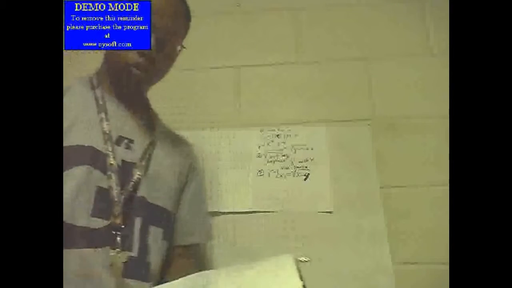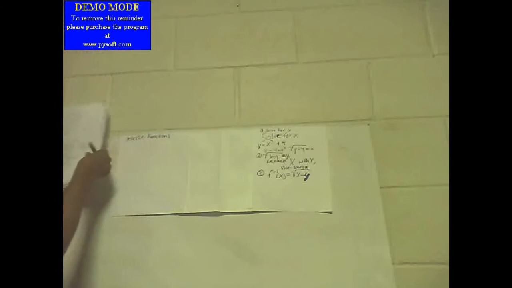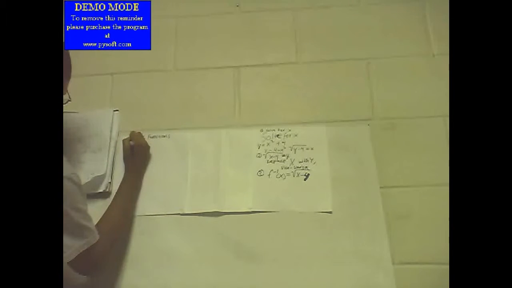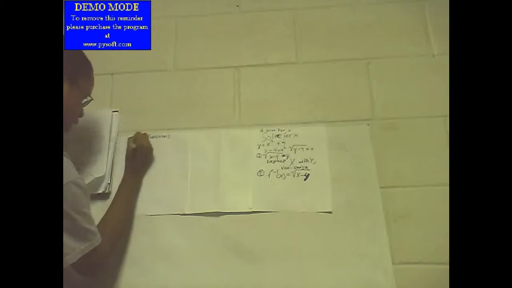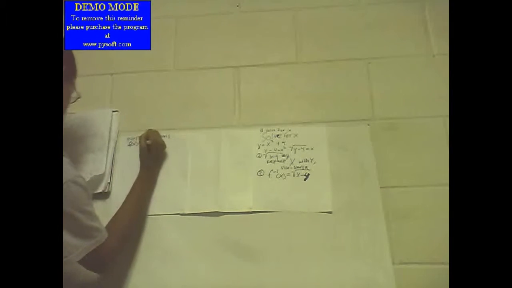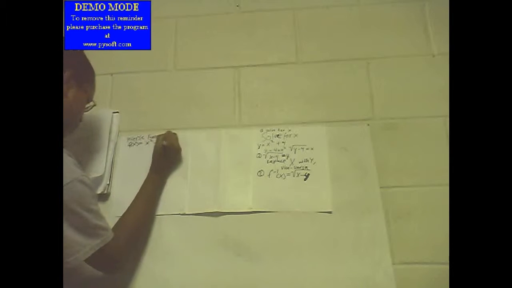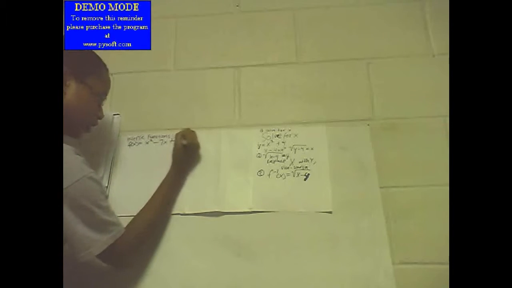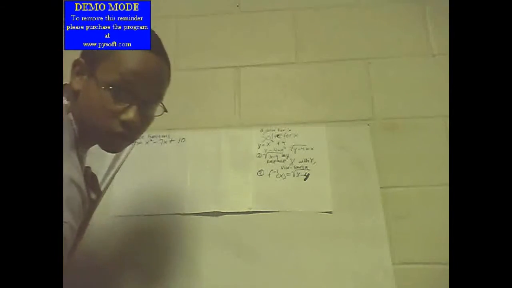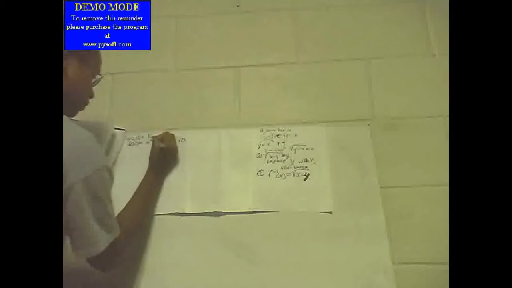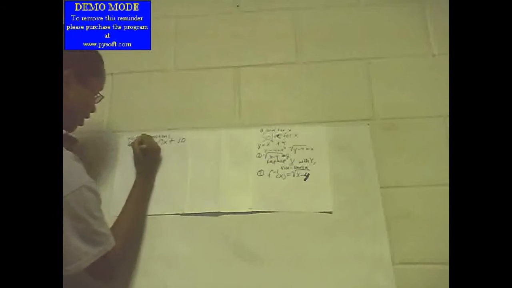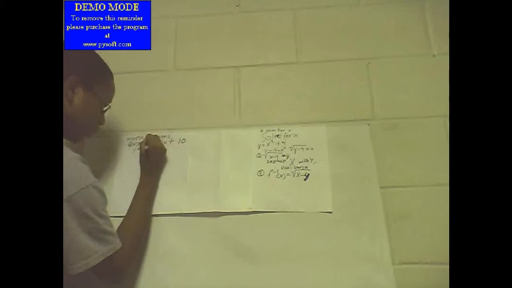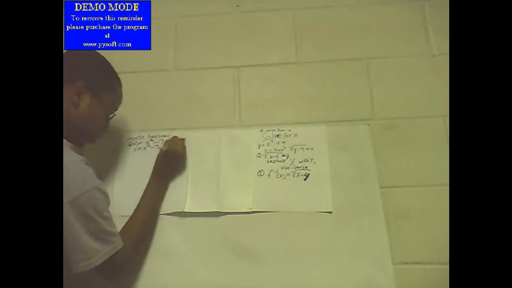Alright, now we're going to go into an example problem. It's not going to be too long. Our example problem, we are given f of x equals x squared minus 7x plus 10. You can barely see that, so to make it easier: y equals x squared minus 7x plus 10.